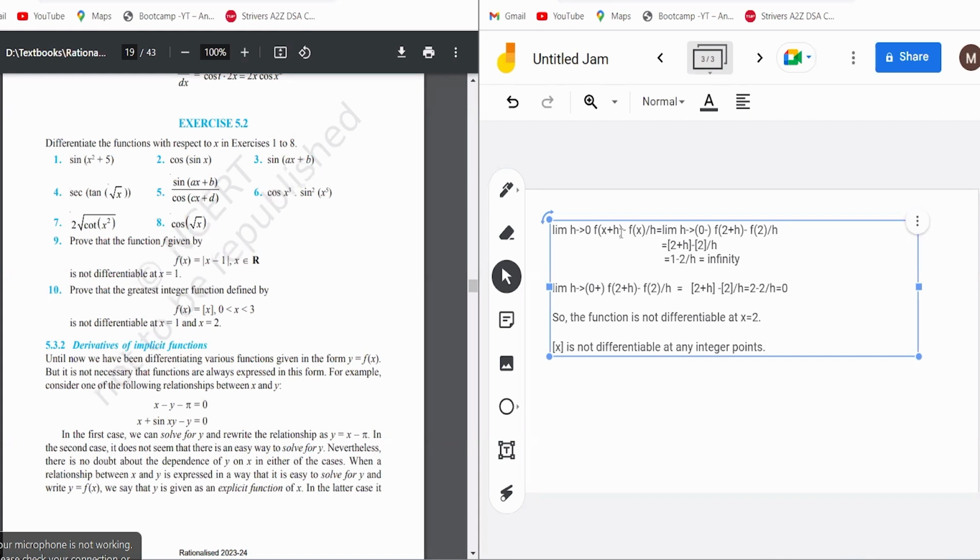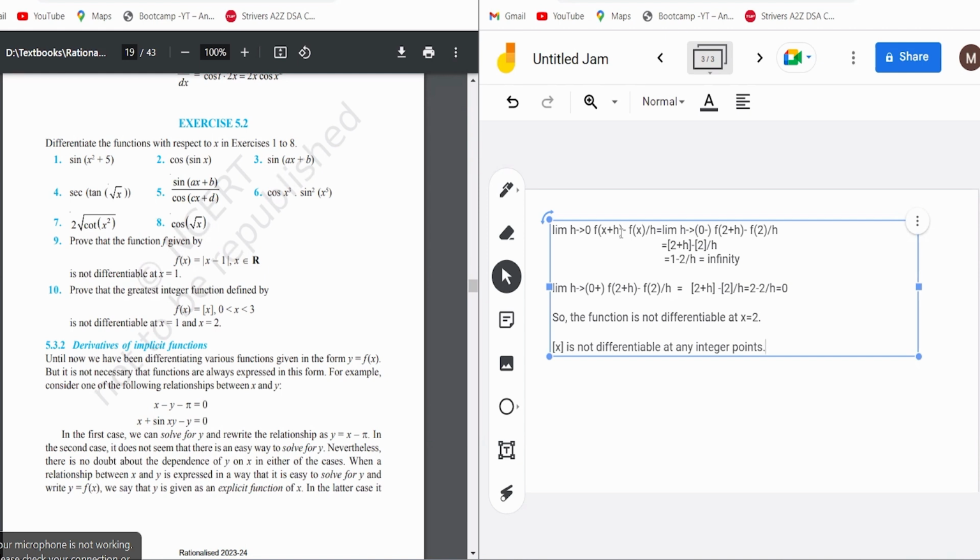Again, you have to just use the formula that limit of h tending to 0, f of x plus h minus f of x divided by h. And by this you can compute the two limits, left hand limit and right hand limit. Then both the limits must exist and they must be equal. Then only the function will be differentiable. Otherwise, it would be not.